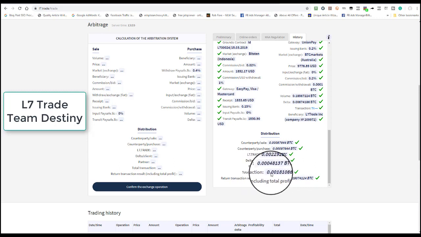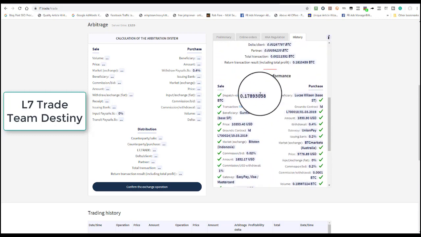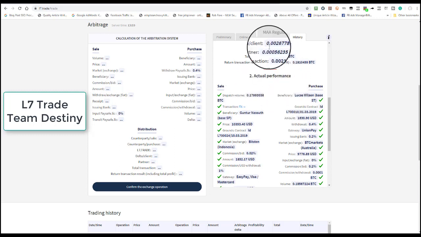So the total transaction is this amount of Bitcoin, and that's important to understand where it's distributed. But most importantly, you're going to use the delta client number, put that in the calculator, divided by the dispatch volume number, and that's under actual performance. So that's how you do each one. I'll bring down here.